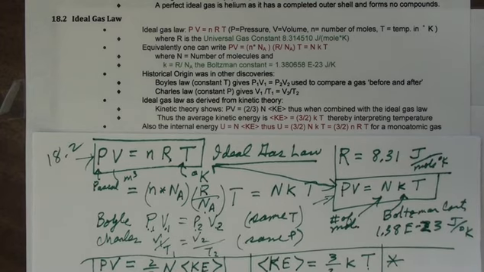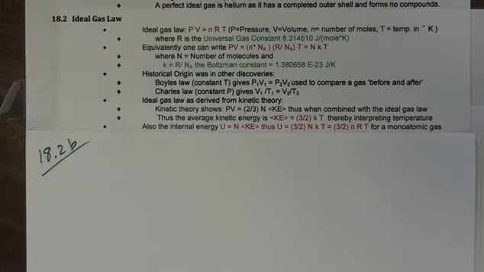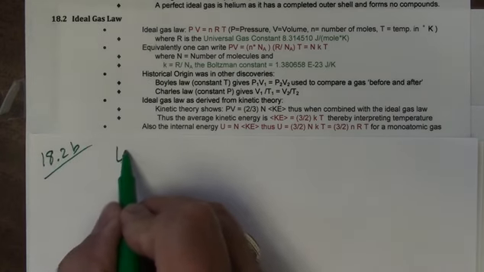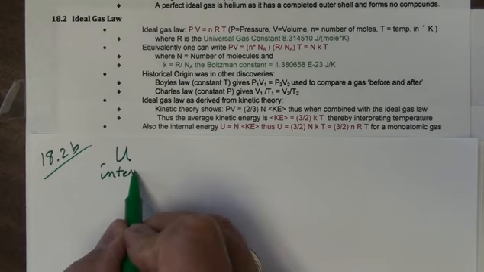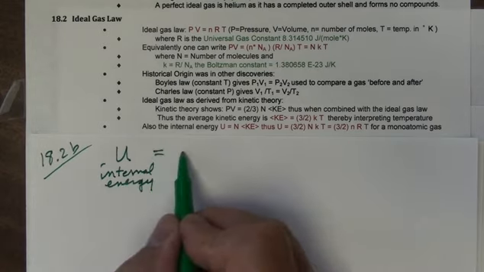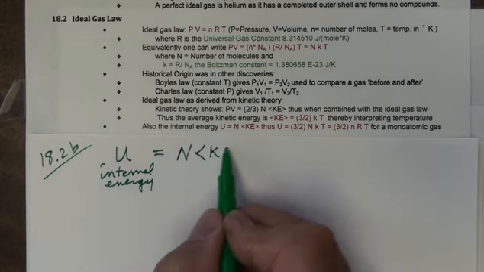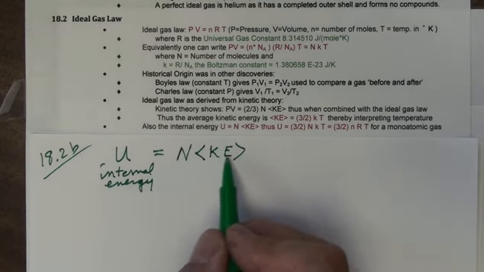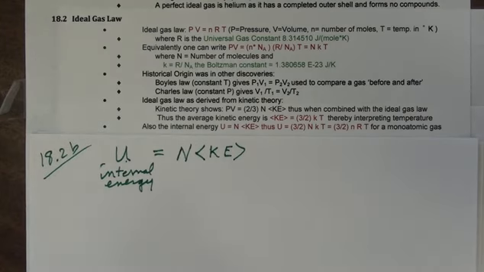Finally, in another equation, we're able to define the total internal energy. This is internal energy. And the internal energy is the number of molecules that you have times the average kinetic energy. I mean, if each one has a certain amount of kinetic energy and you have n of them, this gives you the total internal energy.